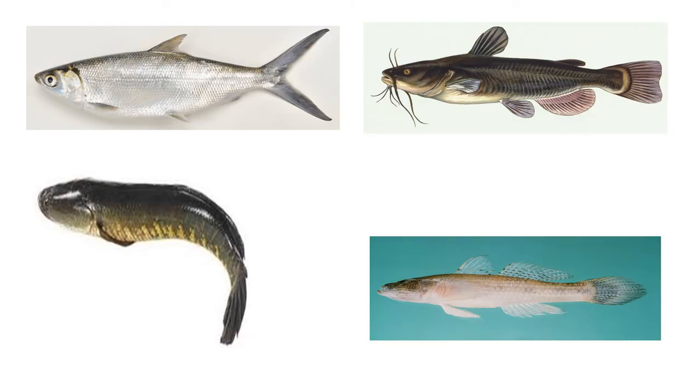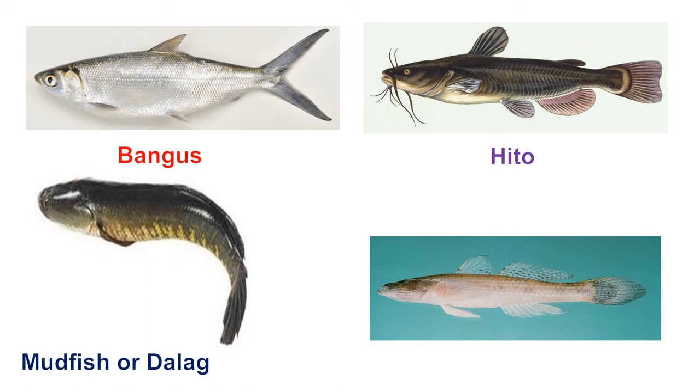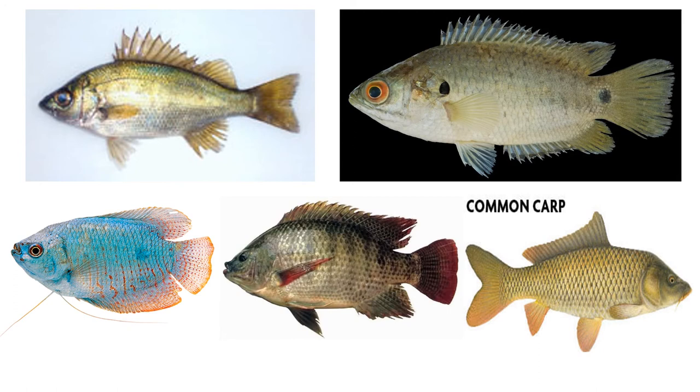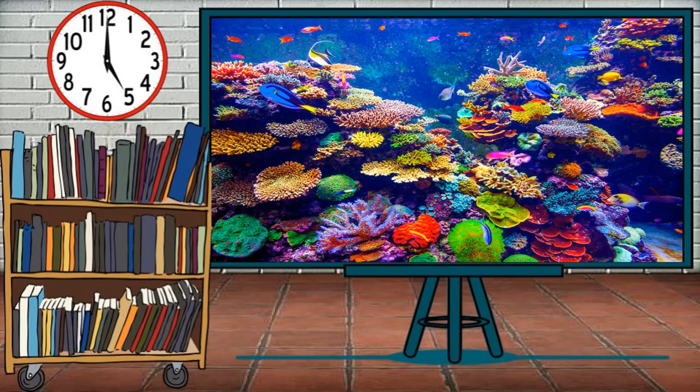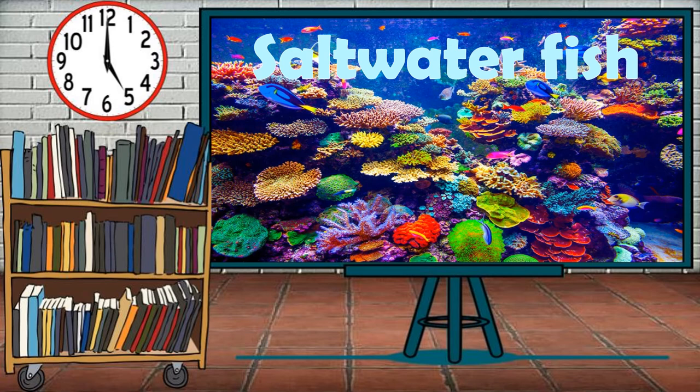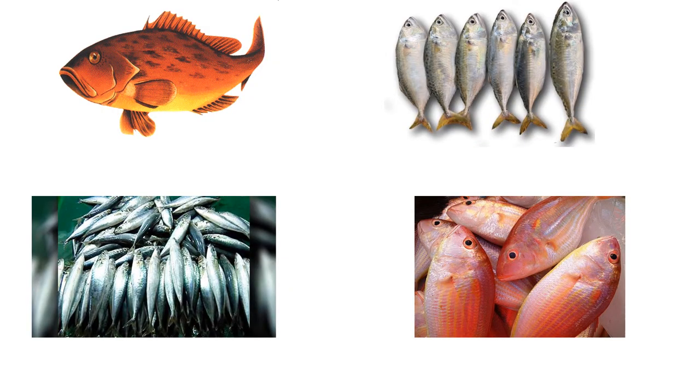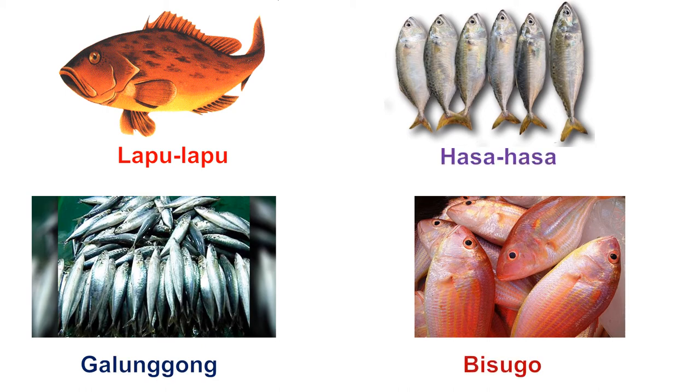Here are some examples of freshwater or river fish: bangus, mudfish or dalag, hito, and biang puti. Other freshwater or river fish include the following: ayungin, martinico, gourami, tilapia, and karpa. Saltwater fish live in the sea. Saltwater fish include the following: lapu-lapu, galunggong, hasa-hasa, and bisugo.